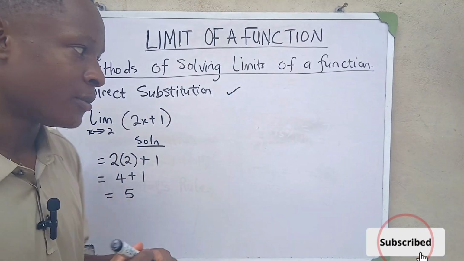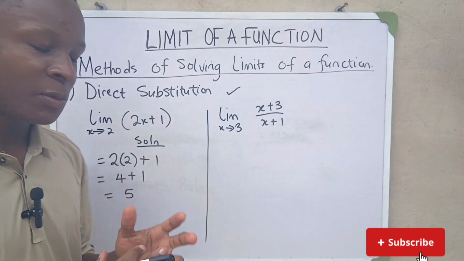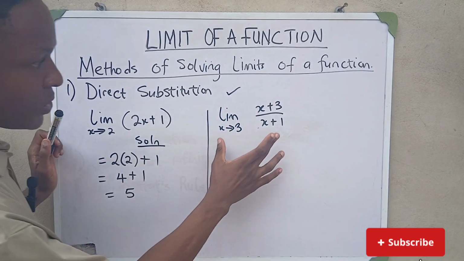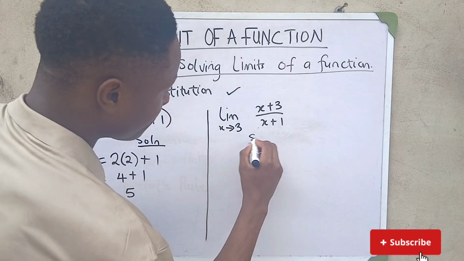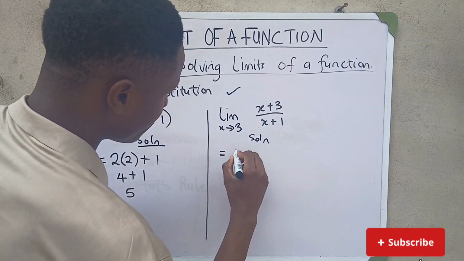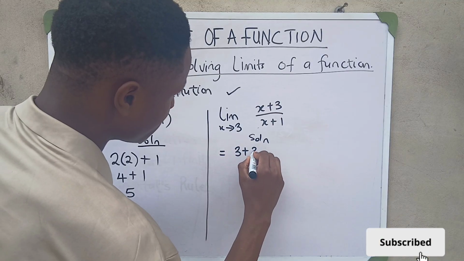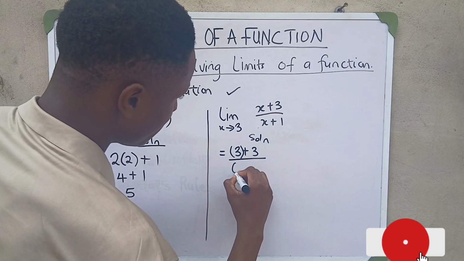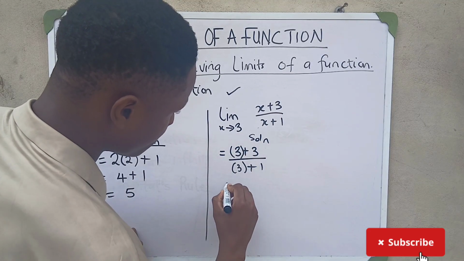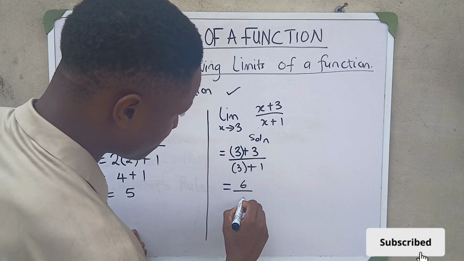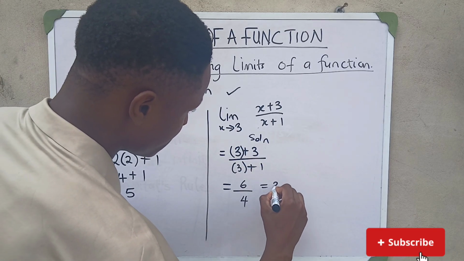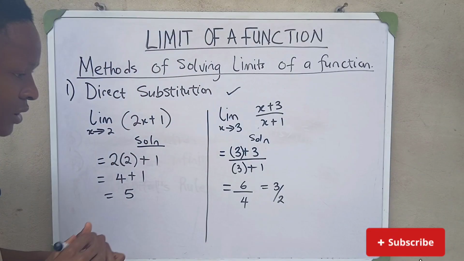Now let's take another example. We can use direct substitution to solve this. Now what we just do, we substitute the value of x as 3. So we have 3 plus 3 over 3 plus 1. So that is going to give us 3 plus 3 is 6 over 3 plus 1 is 4. So this is 3 over 2. So this is our answer.